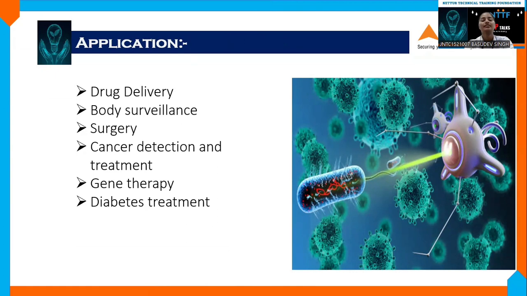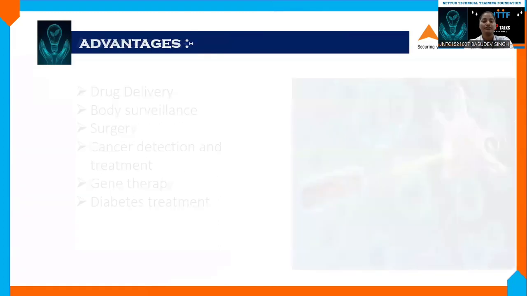Then cancer detection and treatment. Means when cancer is affecting our body, it will detect and completely destroy it. Then gene therapy and diabetes treatment. Means diabetes also can be treated through these microfibers.